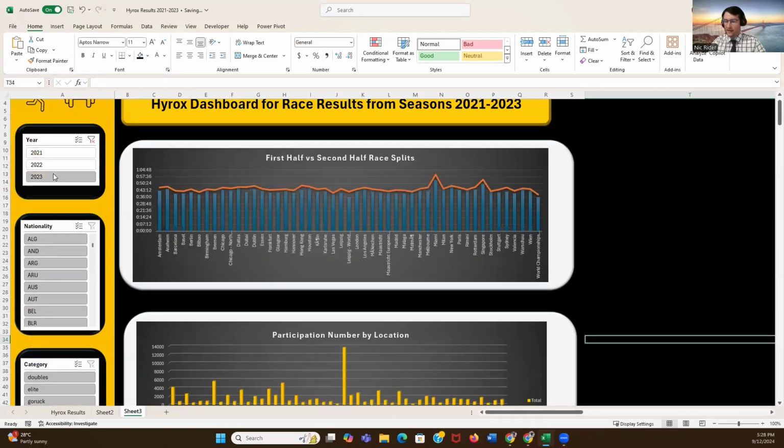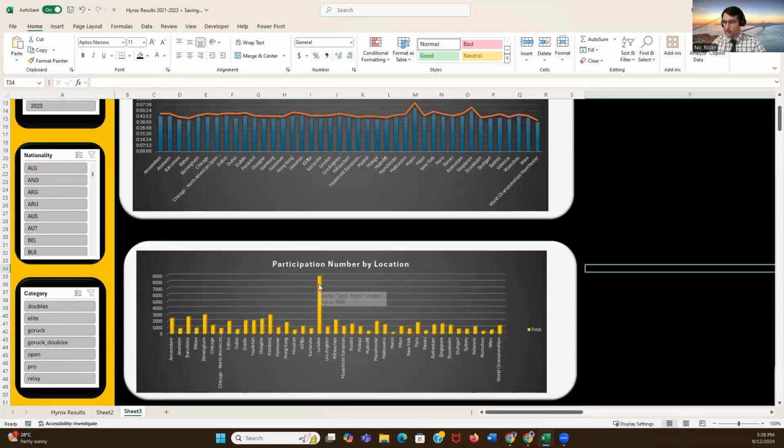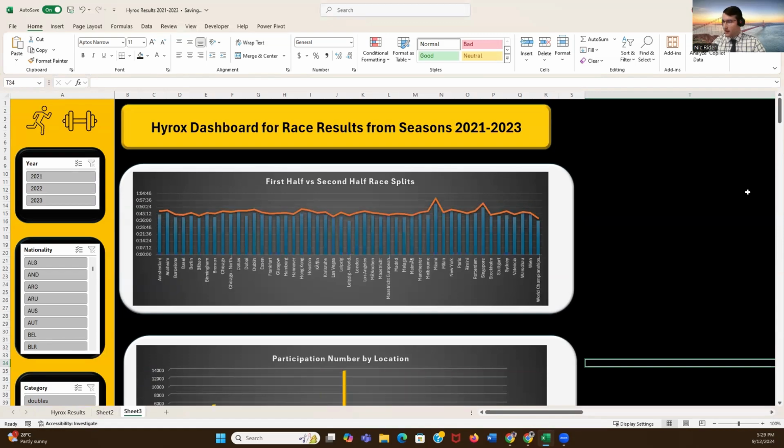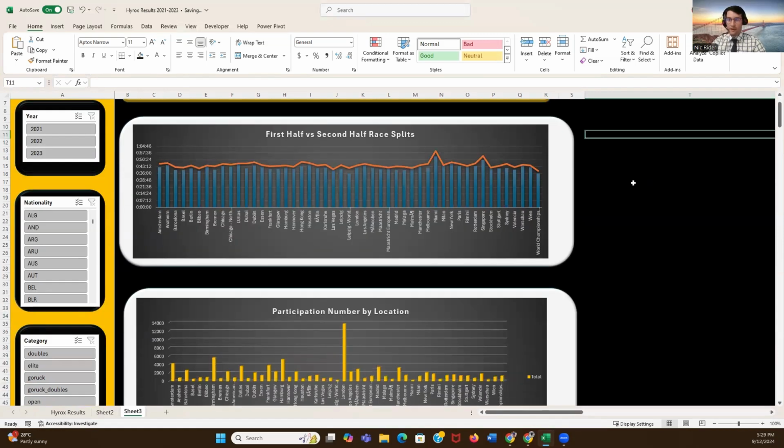If we look at 23, London, 8,886 there. So yeah, really massive numbers. That could be to do with London having multiple events throughout the year. Once again, that would be something to have a bit of a look into. But it's a European-based sport, quite big in Europe, so we can see what's happening there.